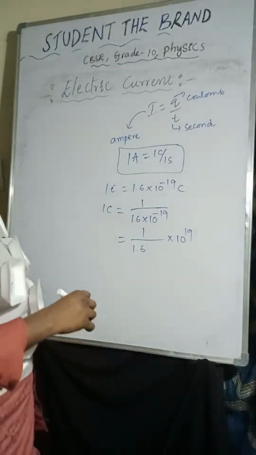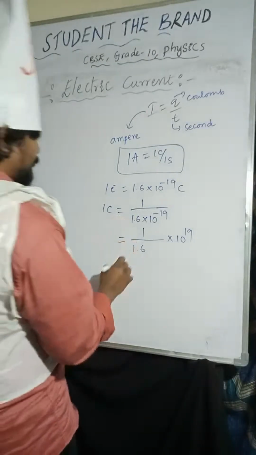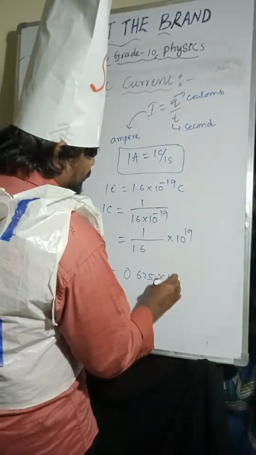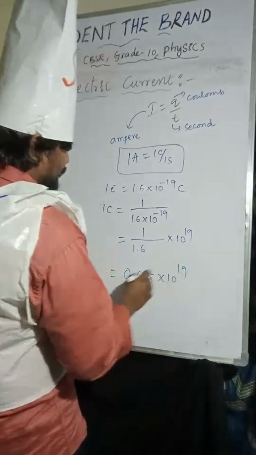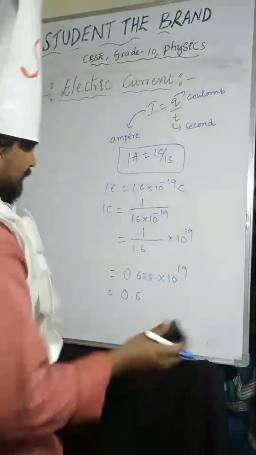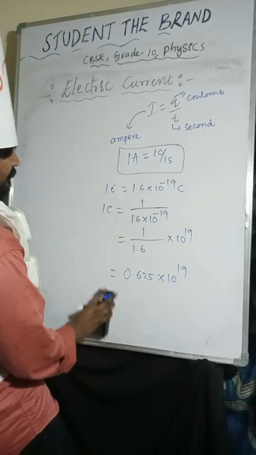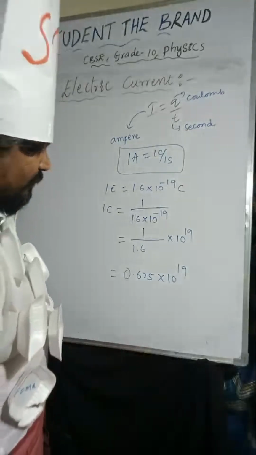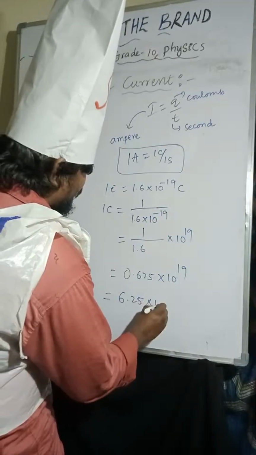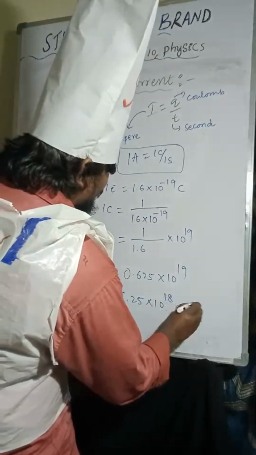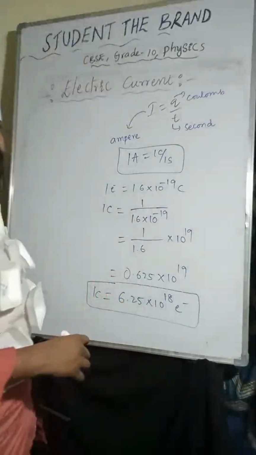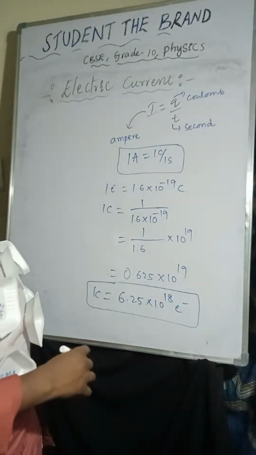So if you do it, you will get 0.625 into 10 power 19. So we can say 6.25 into 10 power 18 electrons are present in 1 coulomb.